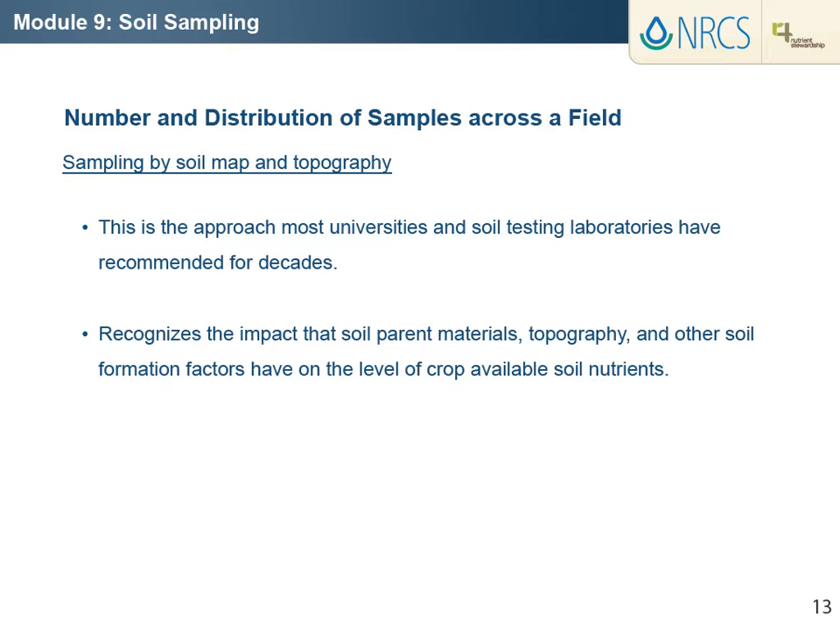The approach recognizes the impact that soil parent material, topography, and other soil formation factors have on the level of crop available soil nutrients. Therefore, soil survey map units, which always consider soil series and often both erosion and slope phases, are used to delineate different sampling areas within fields.